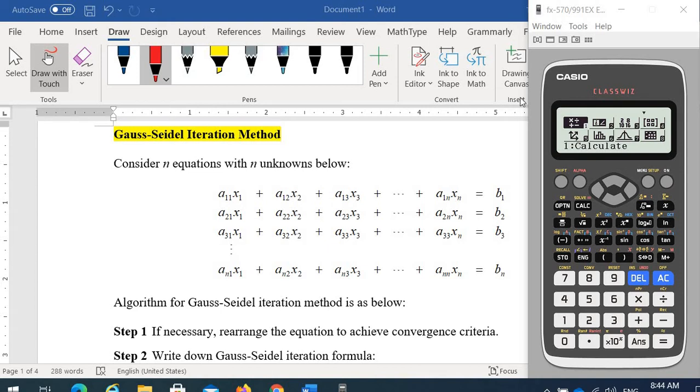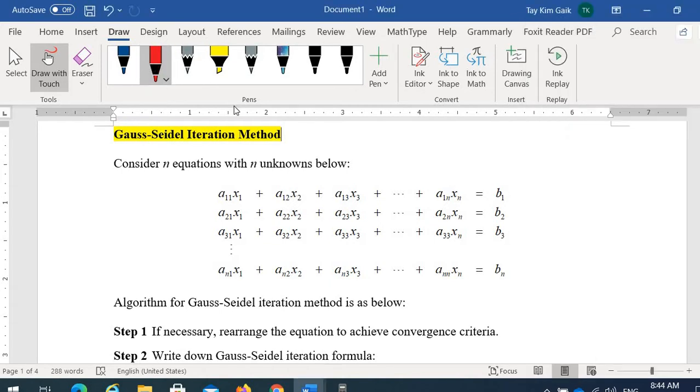Hi, today I'm going to show how to use the Casio fx-570 EX Classwiz calculator to solve this system of linear equations. We have n linear equations with n unknowns. Solve it using the Gauss-Seidel iteration method. Here, the unknowns x1, x2, x3, up to xn are all power 1.